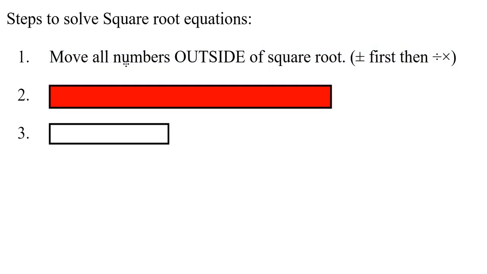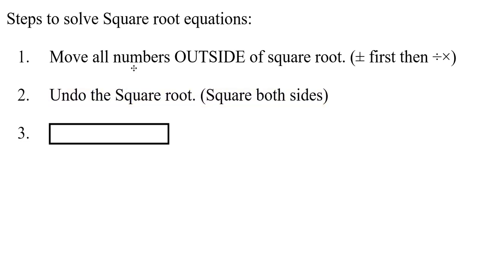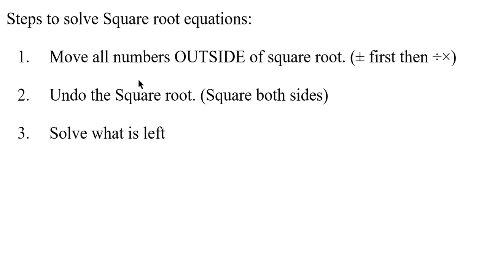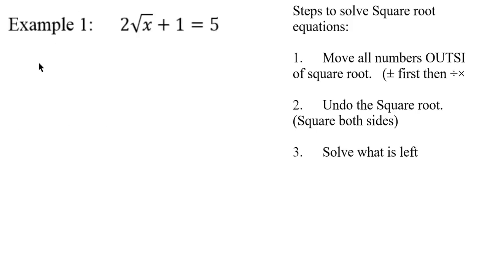First, move all numbers outside of the square root. First by adding, subtracting, then by multiplying, dividing. Then undo the square root by squaring both sides. Then solve what is left, because you might have to do a little bit more work, or you could be done. Let's look at our first example.